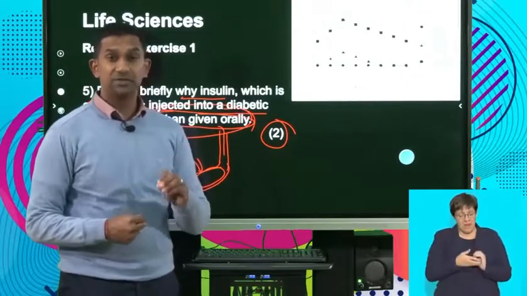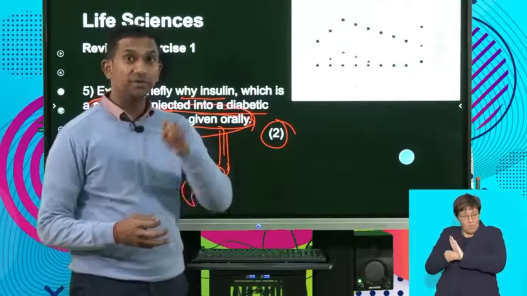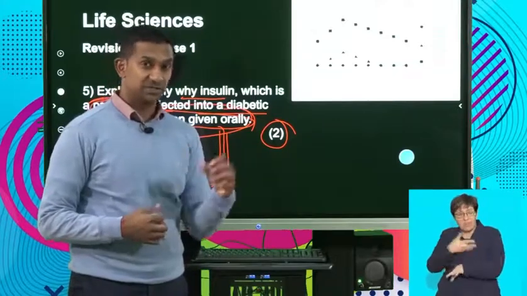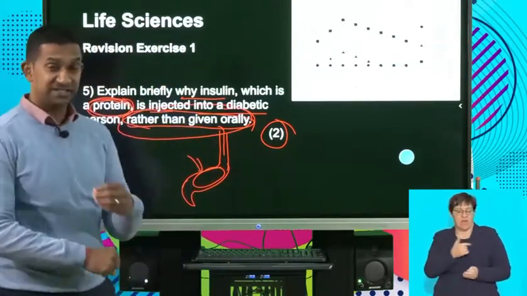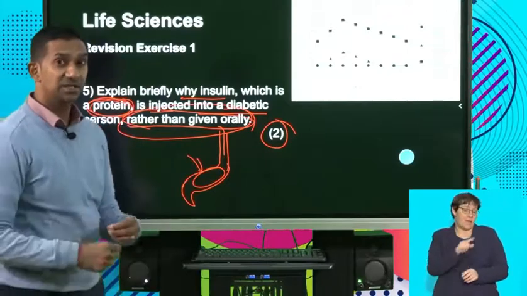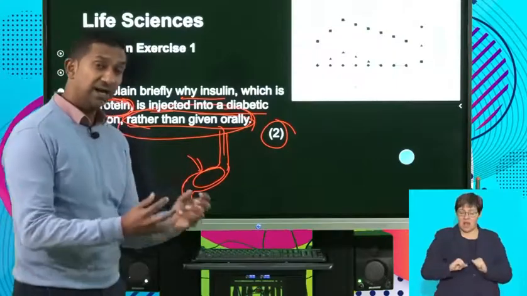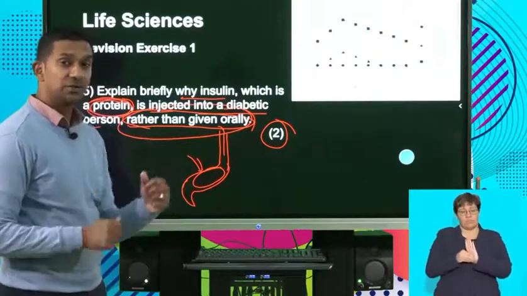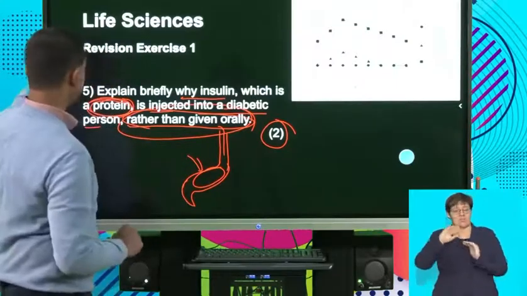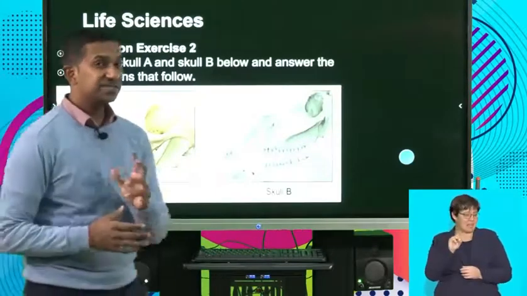and not be able to assist the cells in absorbing the glucose into the bloodstream. And that's essentially why it is injected directly into the bloodstream, so that it can go into the bloodstream and then effectively allow cells to absorb the glucose, therefore reducing the blood glucose level. So that was an interesting question.